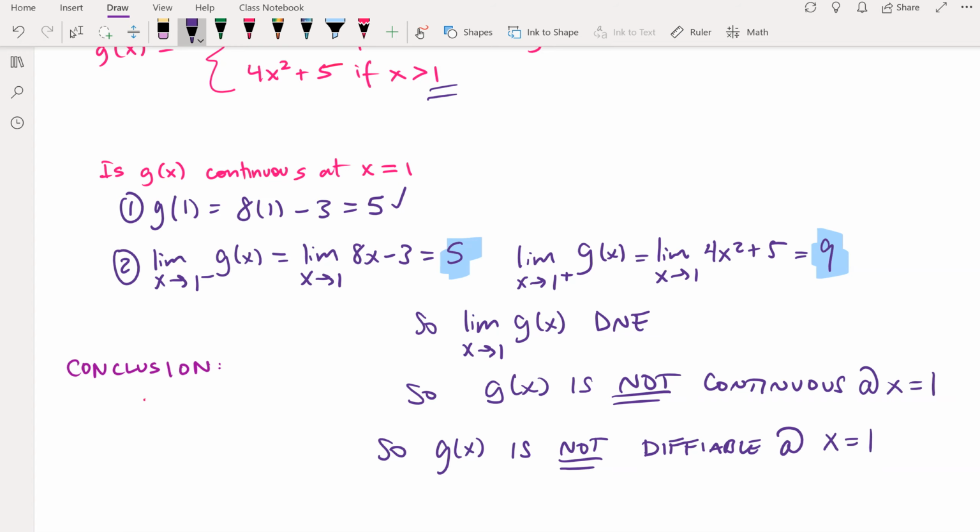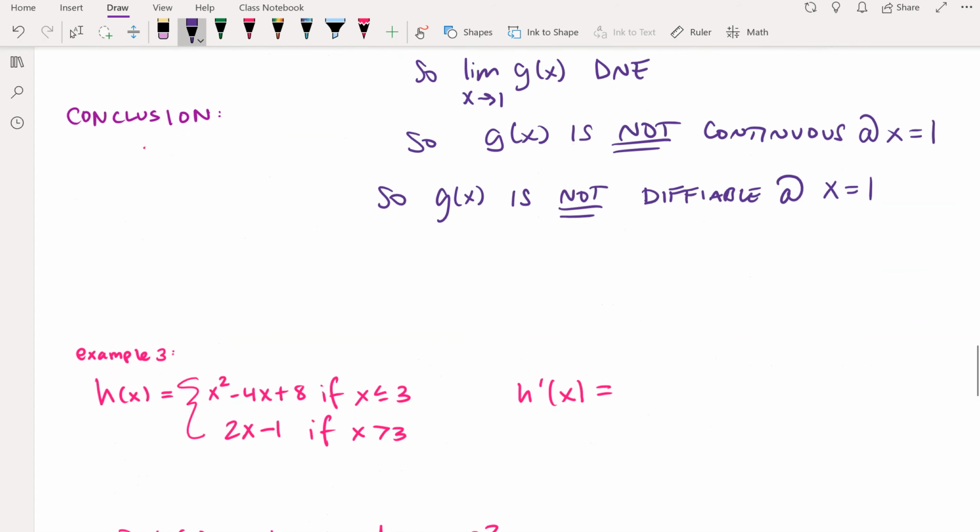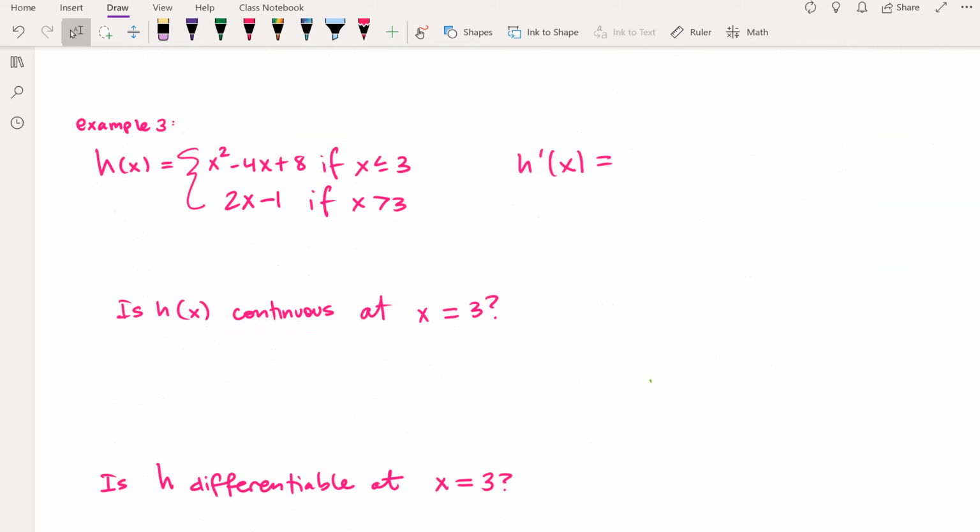Cool. Let's move on. We have 2 more. All right. h of x equals x squared minus 4x plus 8 if x is less than or equal to 3, and then 2x minus 1 if x is greater than 3. Is h of x continuous at x equals 3? All right, let's go through our steps. Step 1. We have h of 3, which equals 3 squared minus 4 times 3 plus 8, which equals 5.